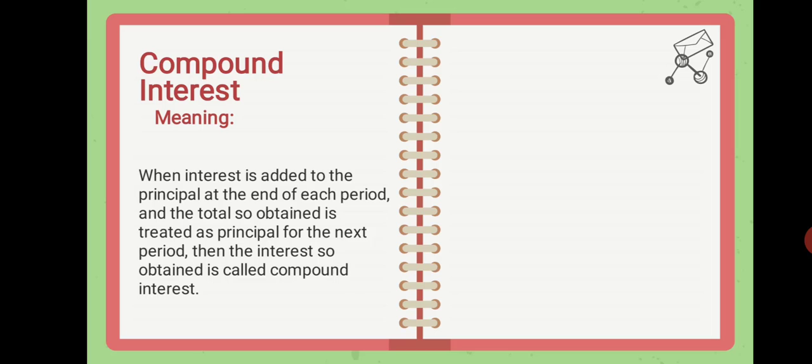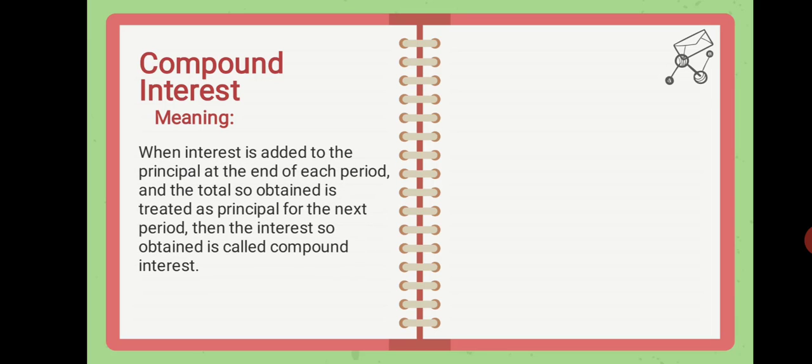So firstly, what is compound interest? The meaning of compound interest is when interest is added to the principal at the end of each period and the total so obtained is treated as a principal for the next period. Then the interest so obtained is called compound interest.